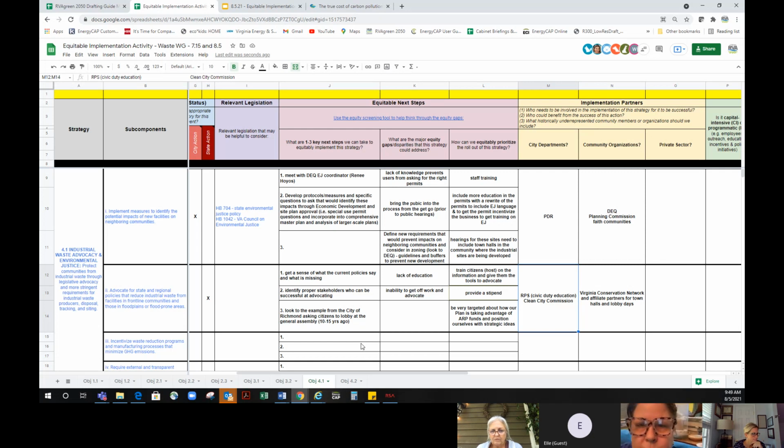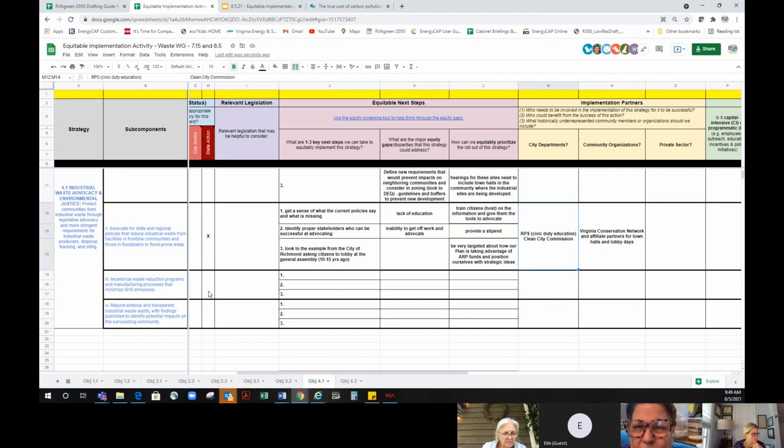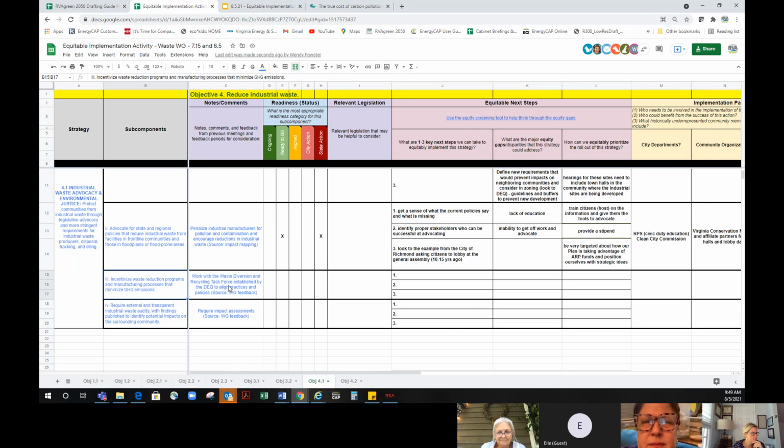Okay, great. And so then, incentivize waste reduction programs and manufacturing processes that minimize greenhouse gas emissions. Is that ready to go, ongoing, or does it require some action? Requires some city action to develop those. Requires incentives, city action, and money, really. So, do you know of any existing programs that exist?